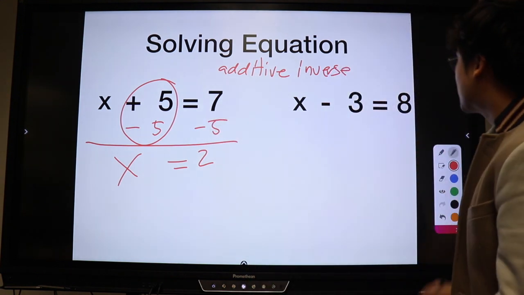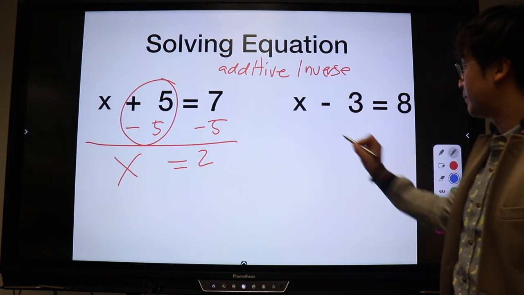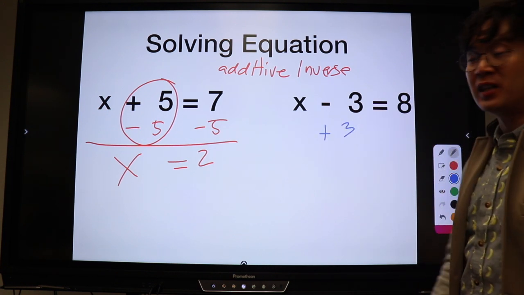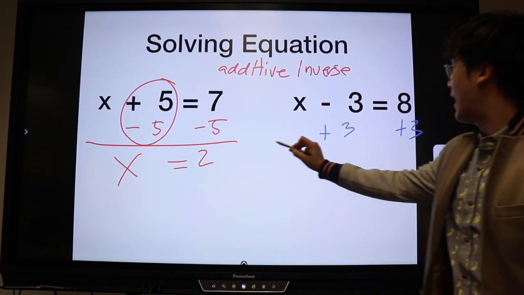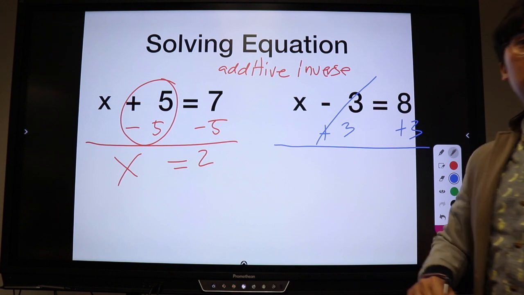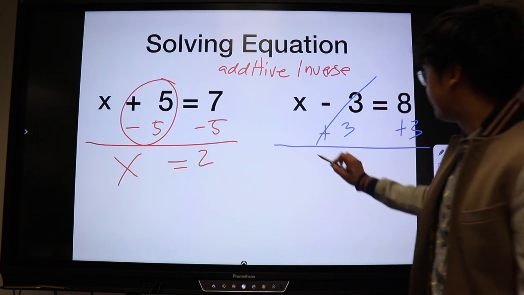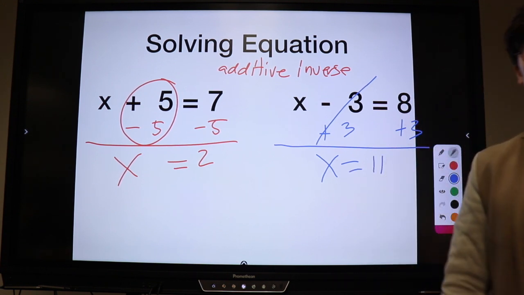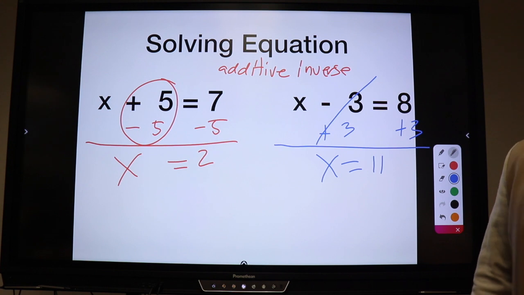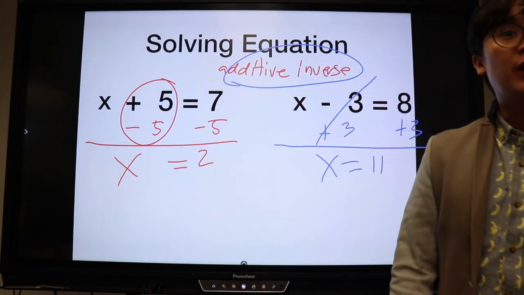So if I have x minus 3 is equal to 8, how am I going to solve it algebraically? Add 3 on this side, and add 3 on the other side of the equation as well. And by doing so, you're able to cancel out negative 3 because it's equal to 0 now. And now x is equal to 11. And that is how we use additive inverse when we are working with equations.